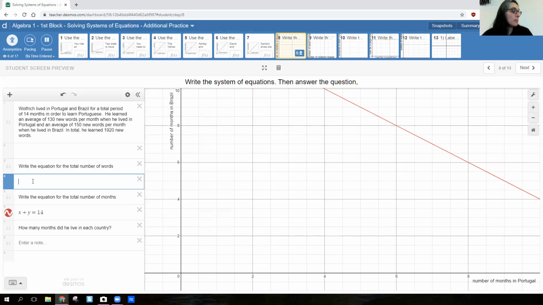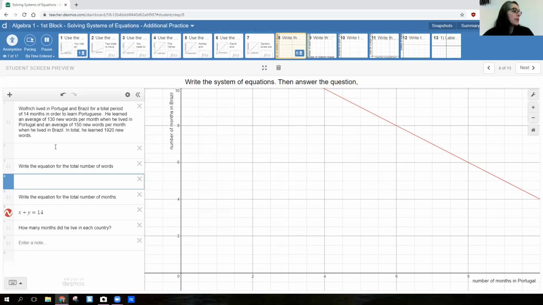Now we need to jump back up to the line above that and create an equation for the total number of words, okay? So it's going to follow the same pattern as the other equation, only we have to put in the total number of words, and then we also have to put in his rate of learning new words, like how fast he was learning new words.